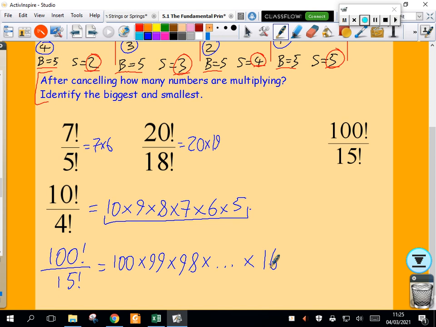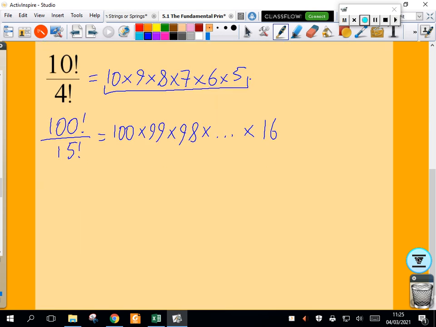So in general, if I want to divide n factorial by r factorial, my first term, my biggest term, will be n. And then my second term will be 1 less than that, n minus 1. And then my third term will be 1 less than that, n minus 2. And that'll go all the way down until my last term, which will be 1 bigger than r.